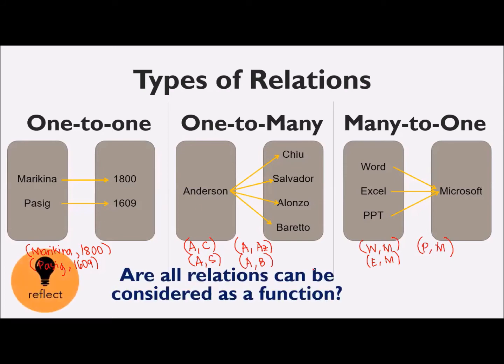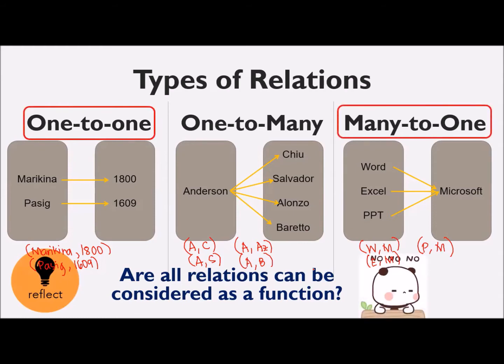Let's go back to the question. Are all relations can be considered as a function? The answer here is no. Kung mapapansin niyo, katulad ng nabanggit ko kanina, the values of x should not be repeated. So dito, Marikina lang at saka Pasig. Kaya si one-to-one ay function. Okay? Ngayon, dito, si Word, si Excel, si PowerPoint, it's not repeated. Though nagre-repeat yung Microsoft, yung letter M sa value of y, it doesn't matter because that's the output.